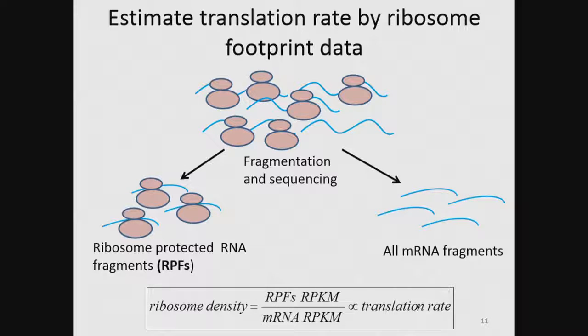This technique is very like ChIP-seq, but the difference is that we get the mRNA fragments protected by ribosomes. When we sequence this population, we get the abundance of ribosomes for the mRNA population. Similarly, we use regular RNA-seq to get the abundance of mRNAs. The ratio of these two we call ribosome density, and it gives an approximate measurement of how many ribosomes are translating on given mRNAs.